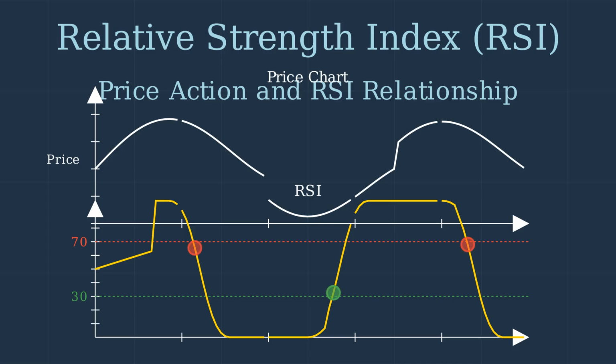RSI generates trading signals at key levels. When RSI moves from below 30 to above 30, it creates a bullish signal. When RSI moves from above 70 to below 70, it creates a bearish signal.